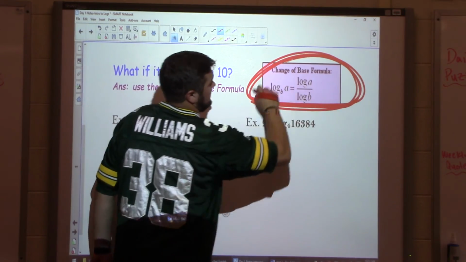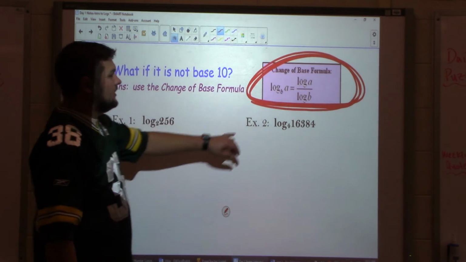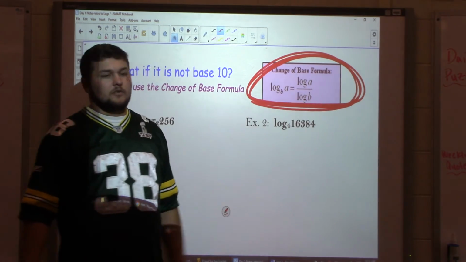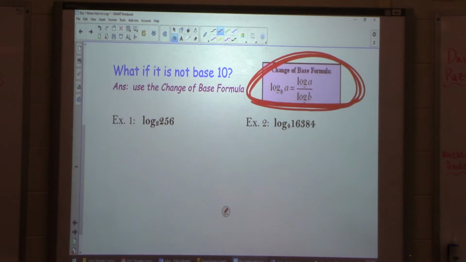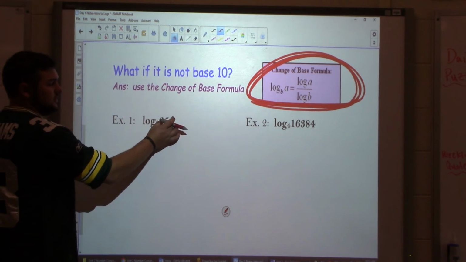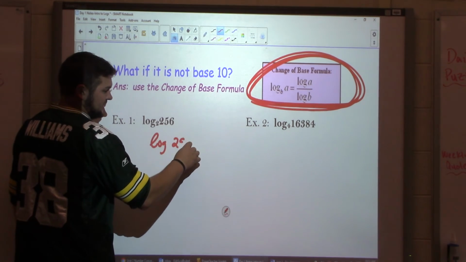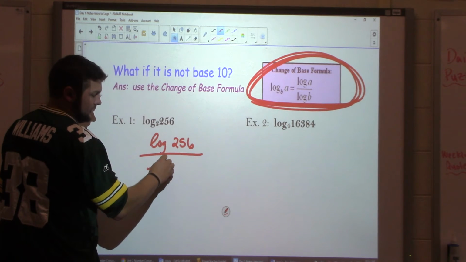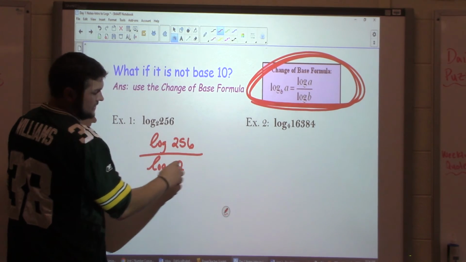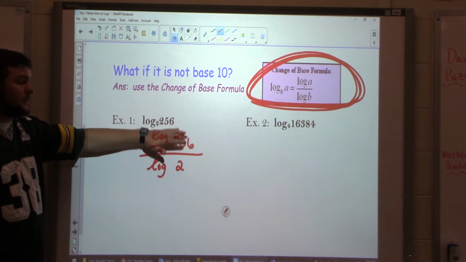I don't know if it's written on your paper or not. Is it? Oh, you gotta fill it in. Log base b of a equals log of a over log of b. So you're taking the log of a over the log of your base. So in this case, log base 2 of 256, it'd be log 256 over log of 2. And this we can use that log button for and put in our calculator.